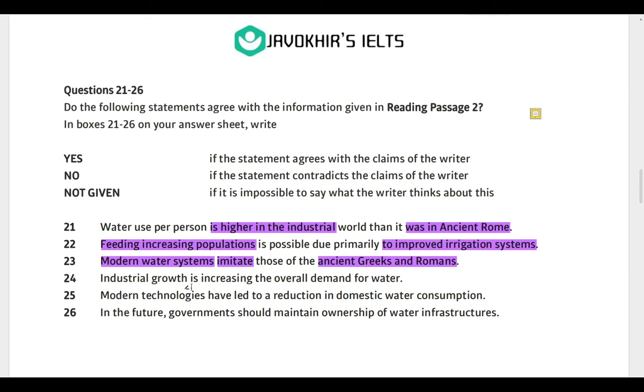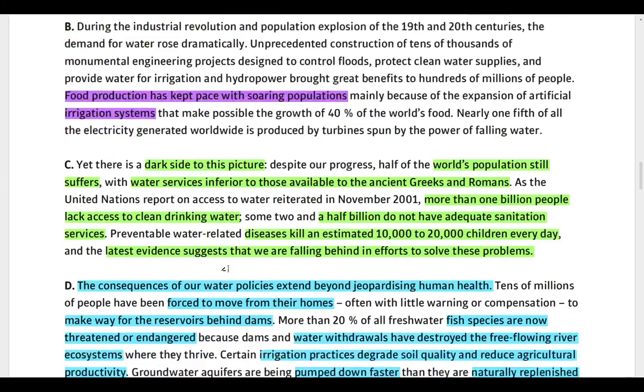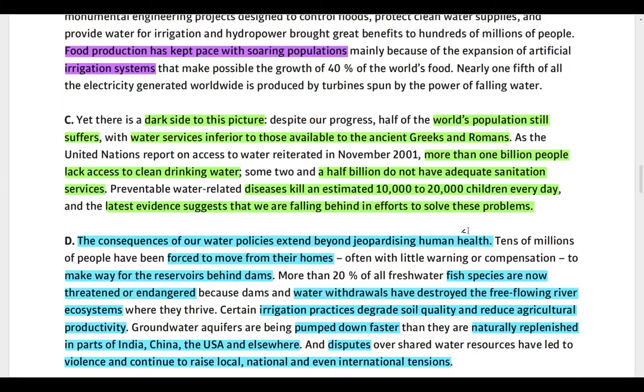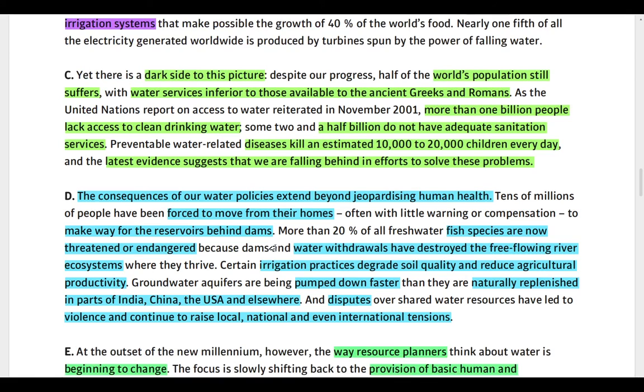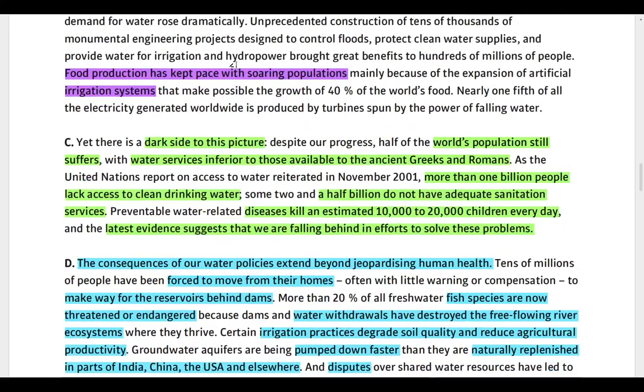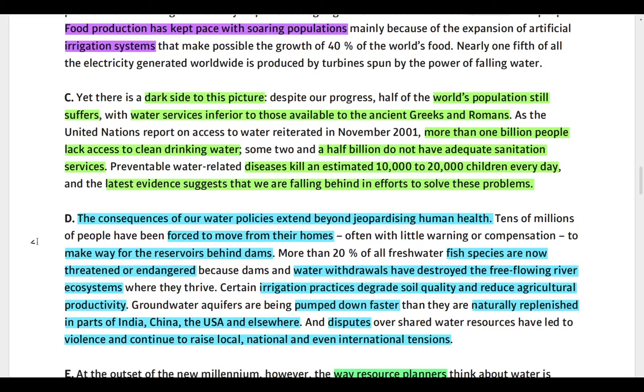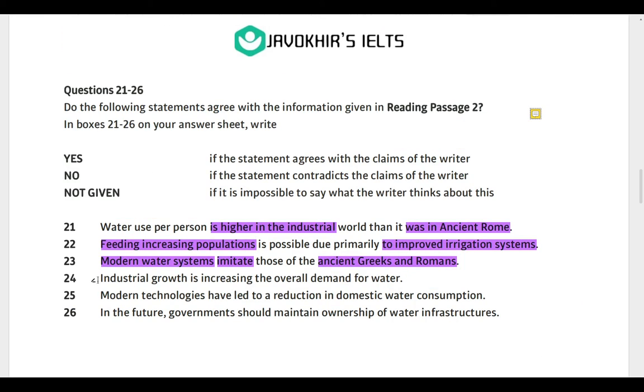24. Industrial growth is increasing the overall demand for water. So we can find the information maybe in paragraph D. We will always have to know that yes, no, given, true, false, not given, they always come in order. So if they're beginning from the very first one, they always go below that. So the consequences of water policies extend beyond jeopardizing human health. However, let's read the question one more time. Industrial growth is increasing the overall demand for water.